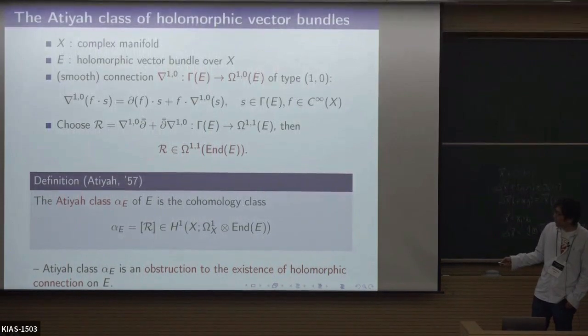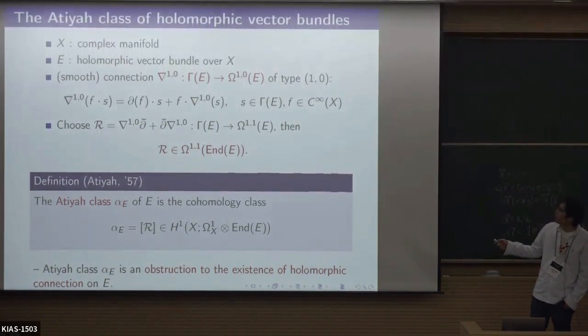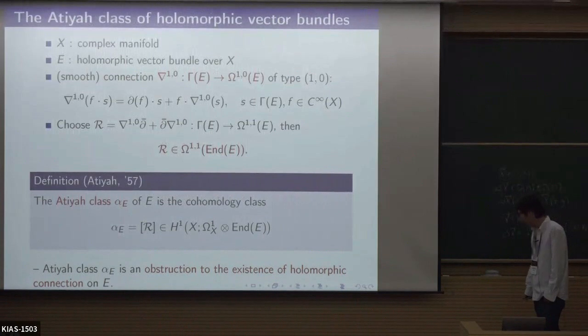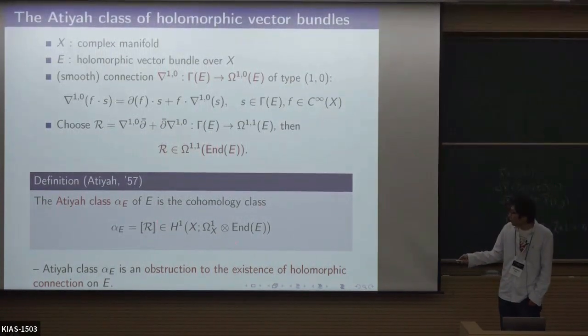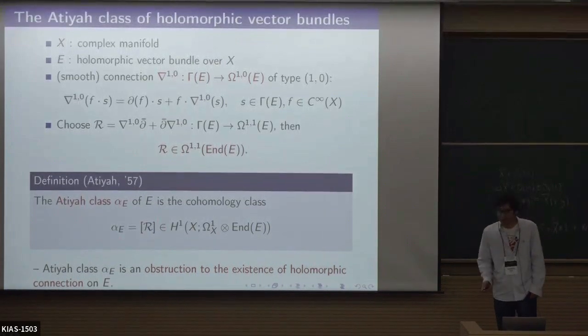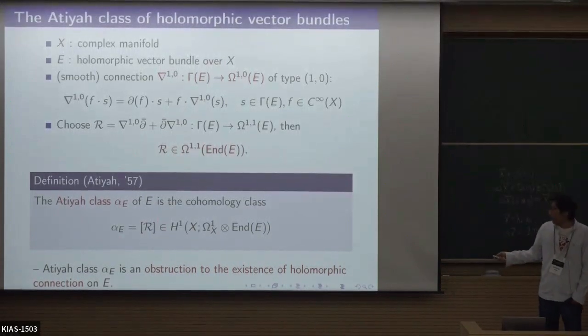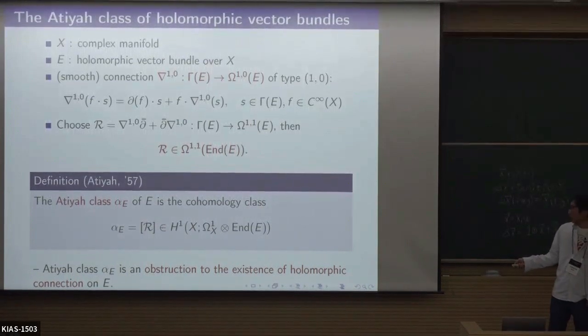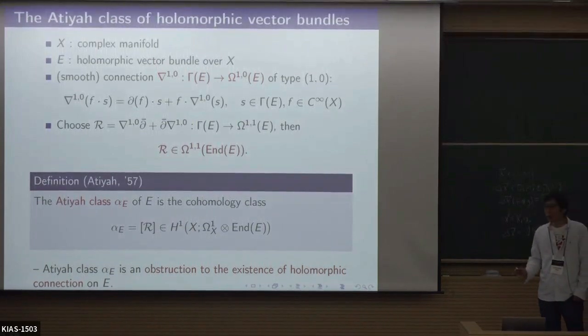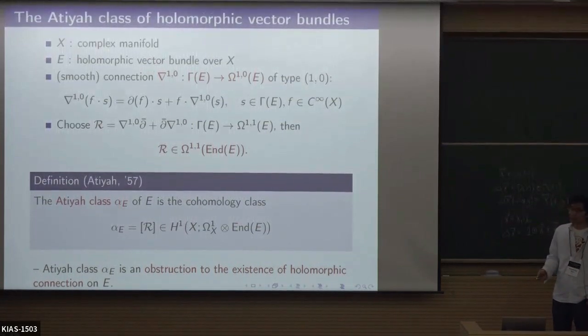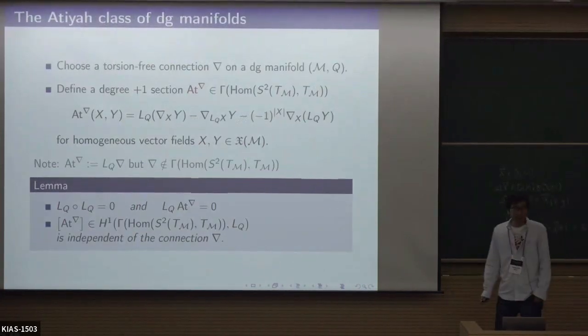Its cohomology class, using the Dobo operator on E over X, gives you a cohomology, and its cohomology class becomes the Atiyah class. And the meaning of this Atiyah class is that it's an obstruction to the existence of a holomorphic connection on E. Although you have a holomorphic vector bundle, you don't always have a holomorphic connection. It exists only when the Atiyah class is 0.